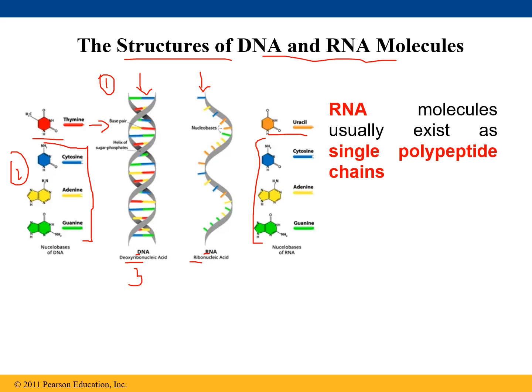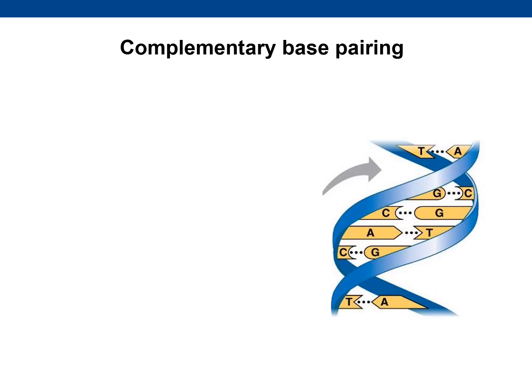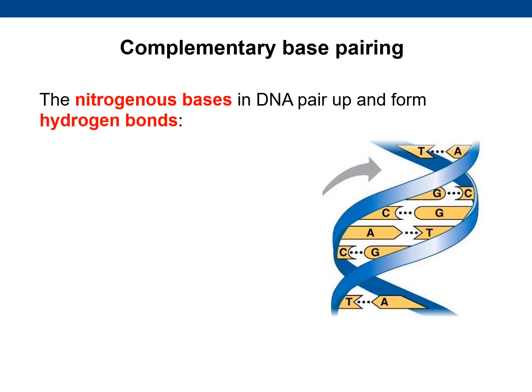So to summarize, RNA molecules exist only as a single polynucleotide chain, while DNA molecules have two polynucleotides and they are spiraling around an imaginary axis, forming a double helix. Another important feature in the DNA is that the nucleotides pair up. So the nitrogenous bases in DNA will pair up and form hydrogen bonds. Here you can see the hydrogen bonds, and you're always going to see the guanine attaching to the cytosine and adenine always attaching to thymine at the DNA level.